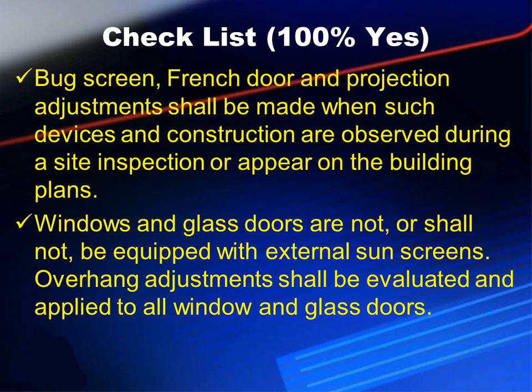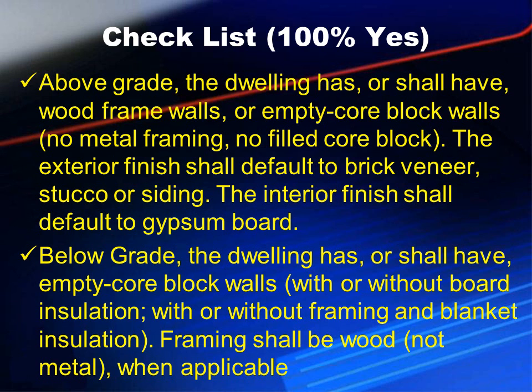Overhang adjustments shall be evaluated and applied to all windows and glass doors. Above grade, the dwelling has or shall have wood frame walls or empty core blocks with no metal framing, no filled core block. The exterior finish shall default to brick veneer, stucco, or siding. The interior finish shall default to gypsum board. Below grade, the dwelling has or shall have empty core block walls with or without board insulation, with or without framing and blanket insulation. Framing shall be wood, not metal, when applicable.